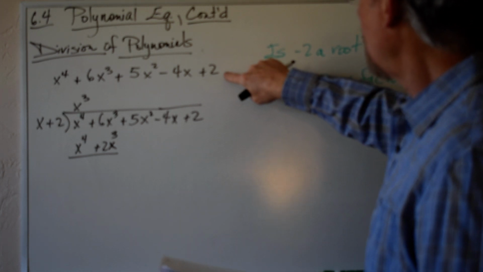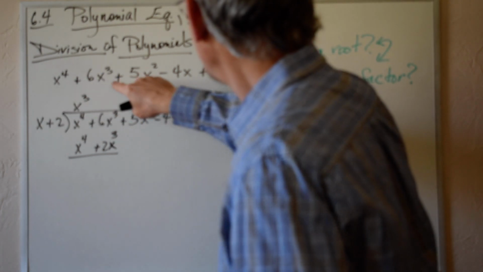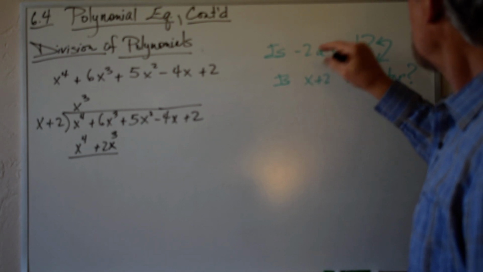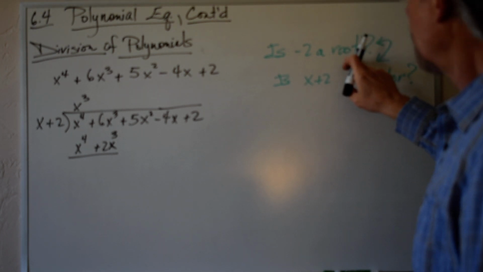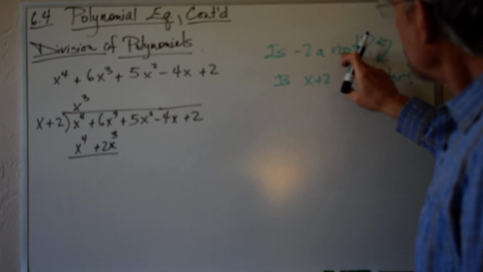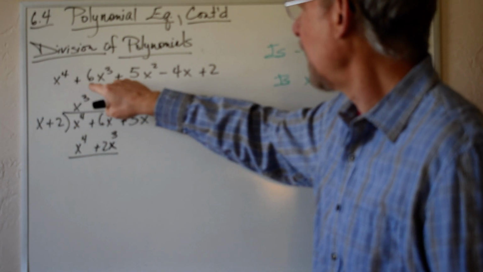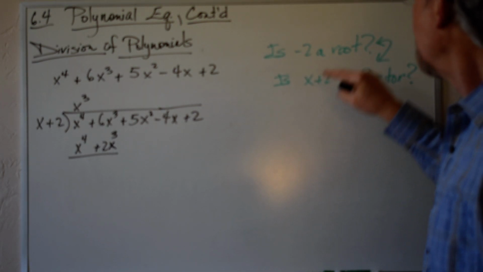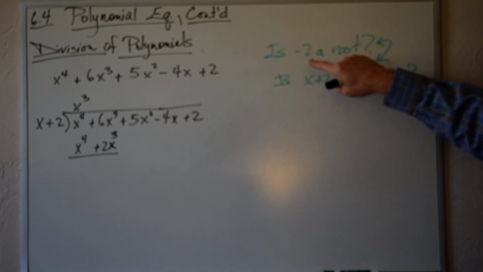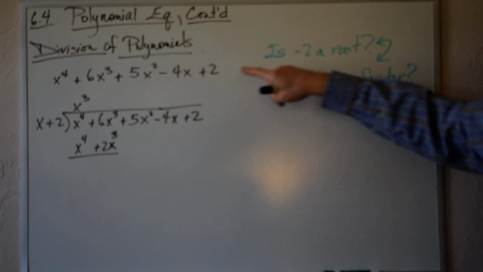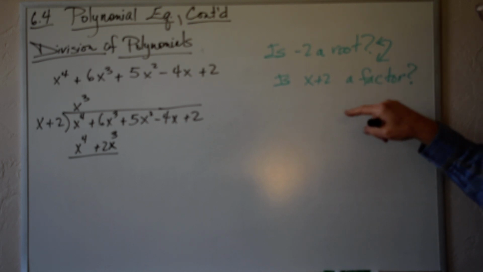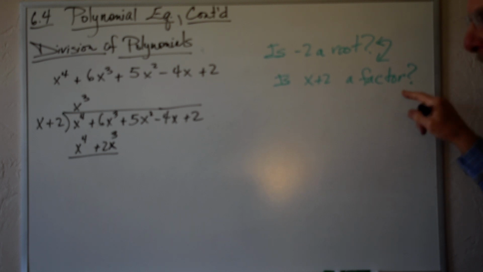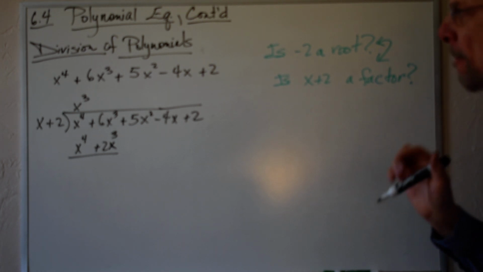Consider this polynomial. It's a fourth degree polynomial. Suppose you'd like to know, is -2 a root of that polynomial? Well, you could plug -2 in place of x and calculate it out that way. Here's another way. Asking this question, is -2 a root of this polynomial, is the same as asking the question, is x plus 2 a factor, right? We've used that principle a lot of times now.